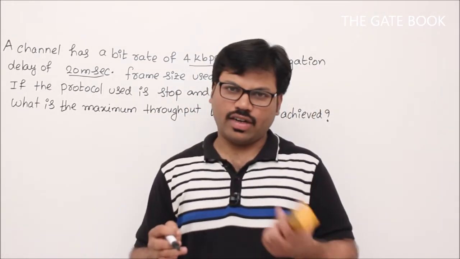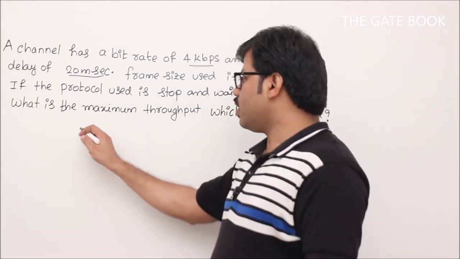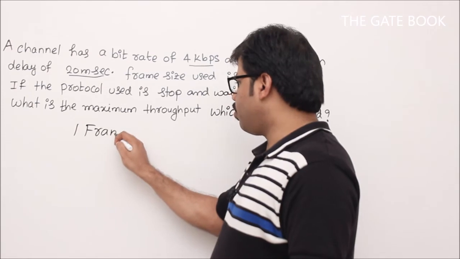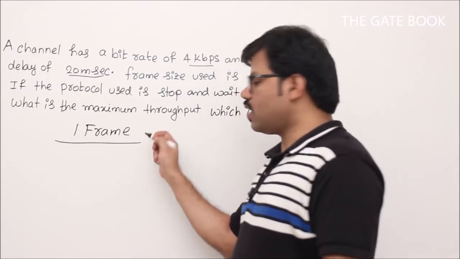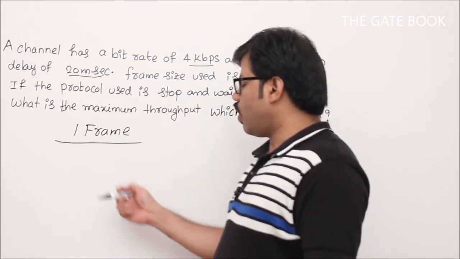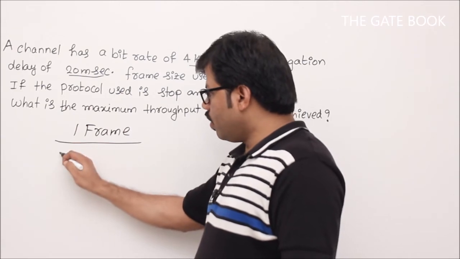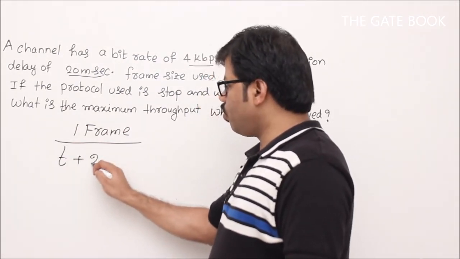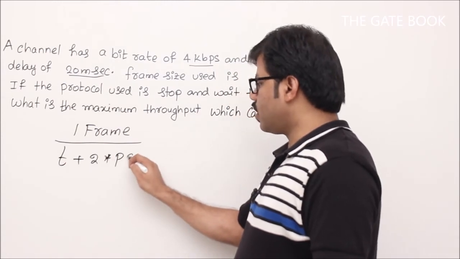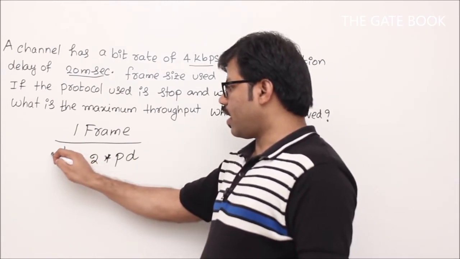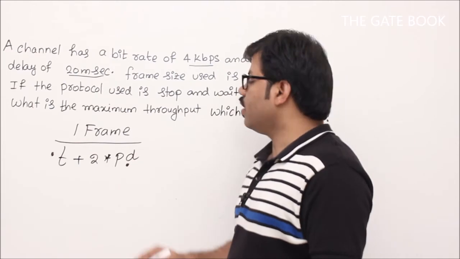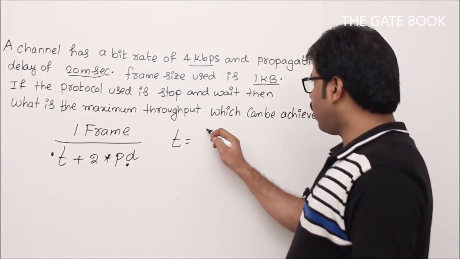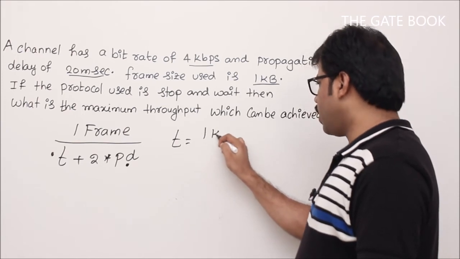We know how to calculate, right? We'll do it. So we know that in stop and wait protocol, we can send one frame over the period of dash time. That is nothing but throughput, right? So one frame over the period of one frame transmission time, let's say T plus 2 into propagation delay. That's it. For that we have to calculate transmission time and propagation delay. So what is the transmission time of the frame?